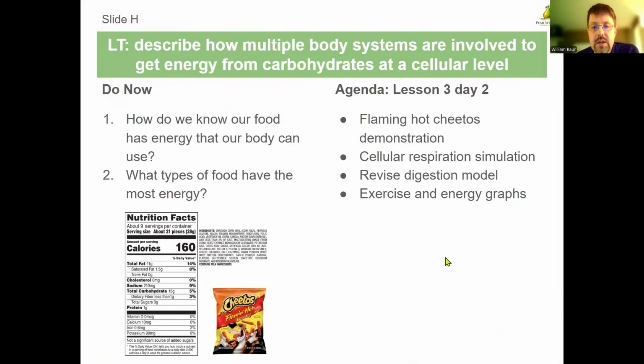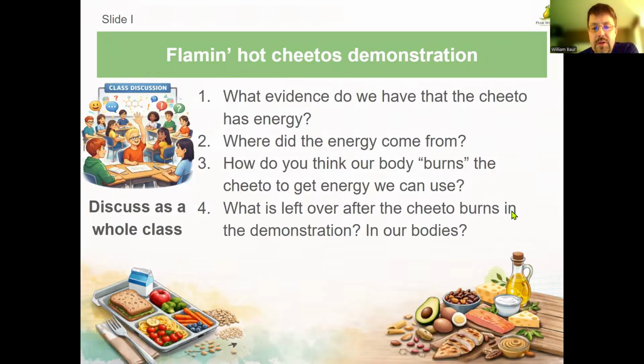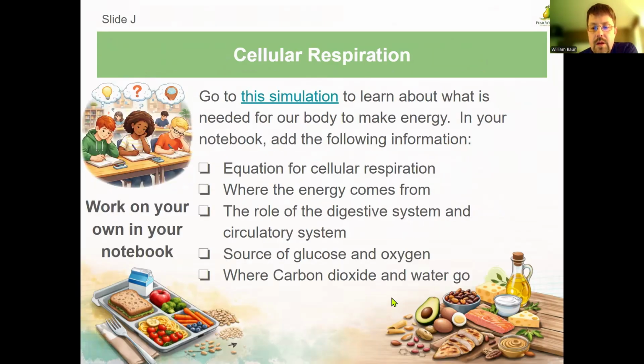The next day, we start class with a demonstration. In a fume hood or outdoors, you can light a Cheeto on fire, and you'll see it releases a lot of energy. And this energy, which is calories, can come from fat, 11 grams of fat, 15 grams of carb, and 1 gram of protein. So here are some discussion questions about the hot Cheeto demonstration. And this motivates us to think about how our body burns food for energy.